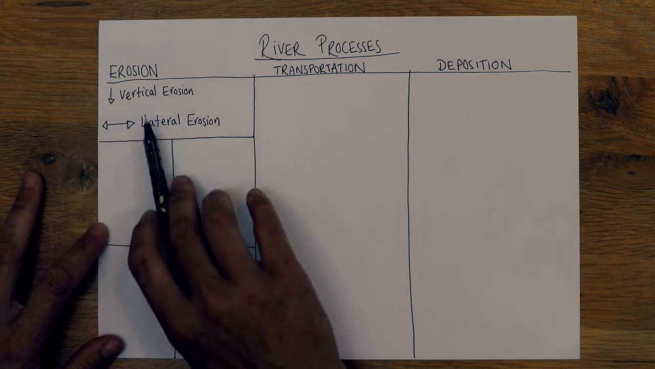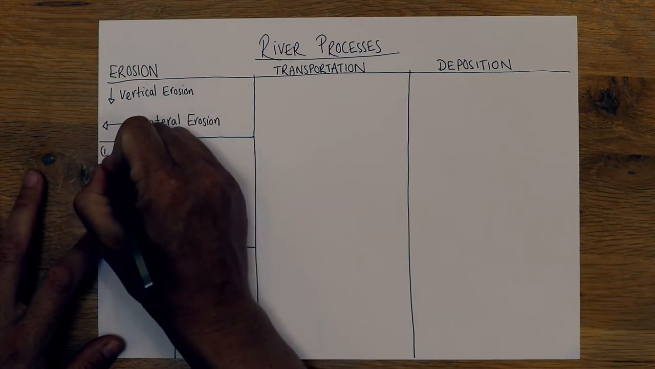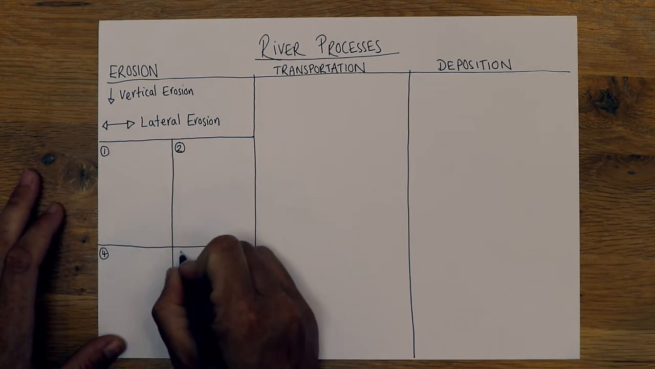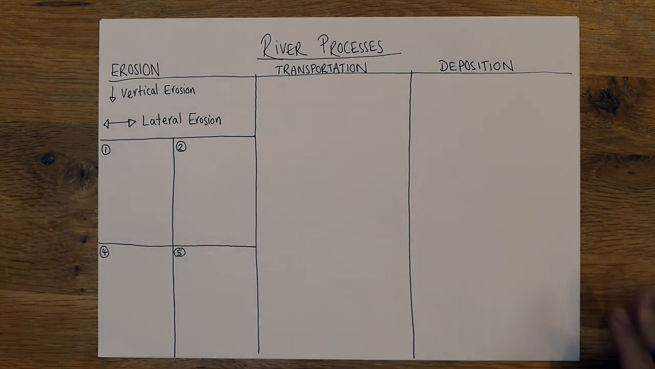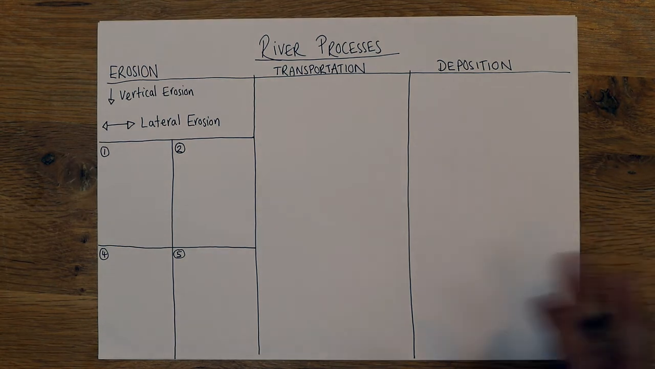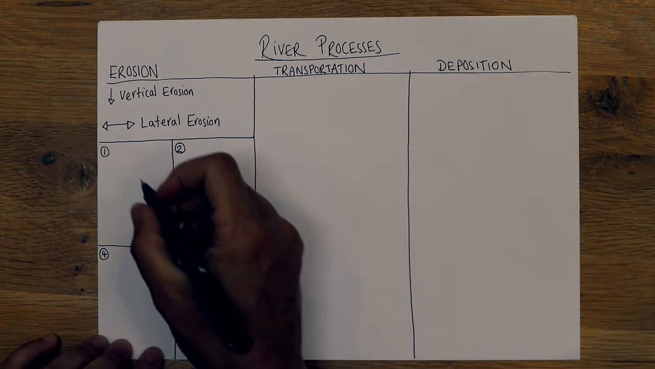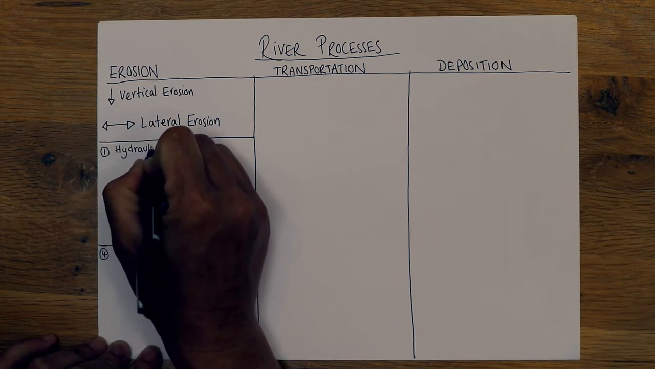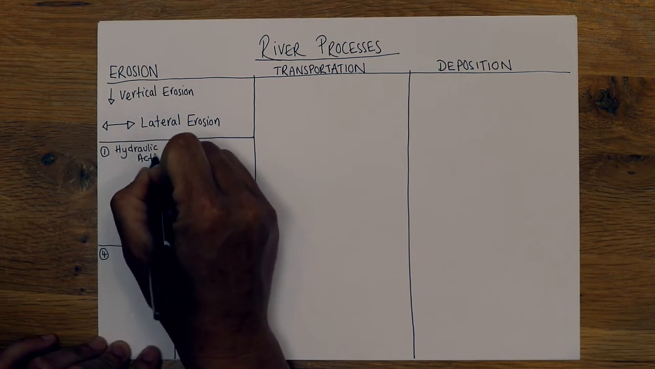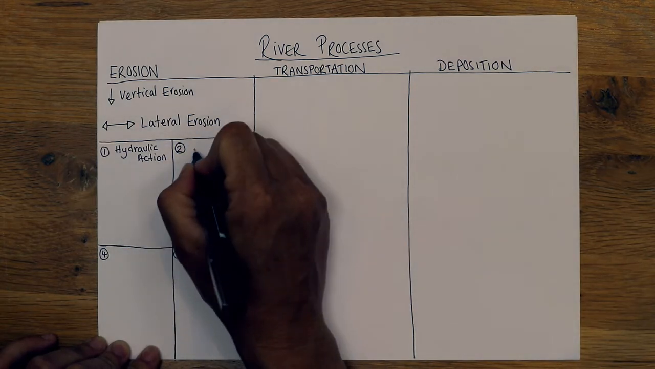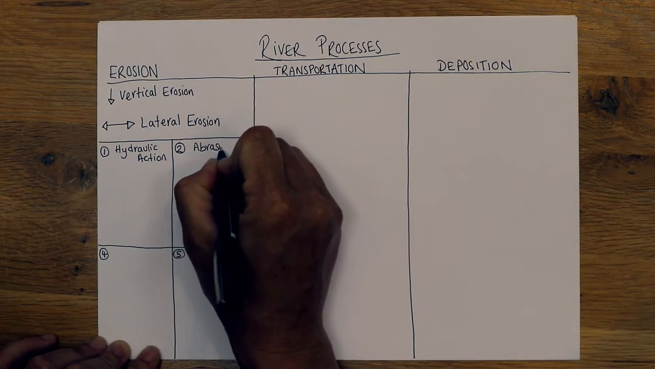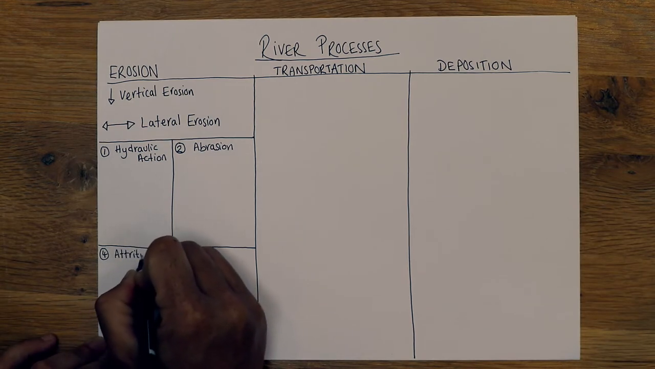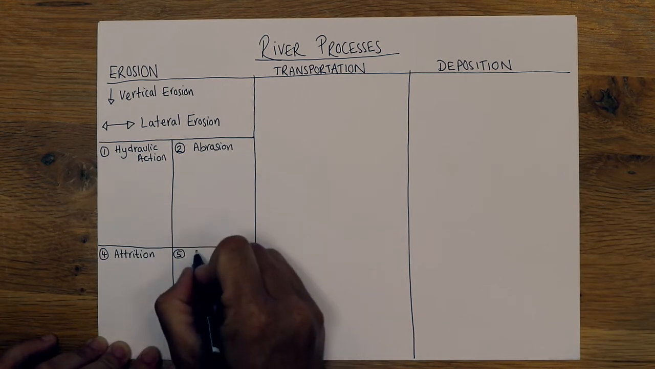So there's different directions of erosion, but there are actually four types. Now, if we've already studied coasts, which I'm sure we have, you'll find there's quite a bit of crossover with these, and you'll recognise some of the words. So the first one is hydraulic action. The second is abrasion. The third is attrition. And the fourth is something called solution.